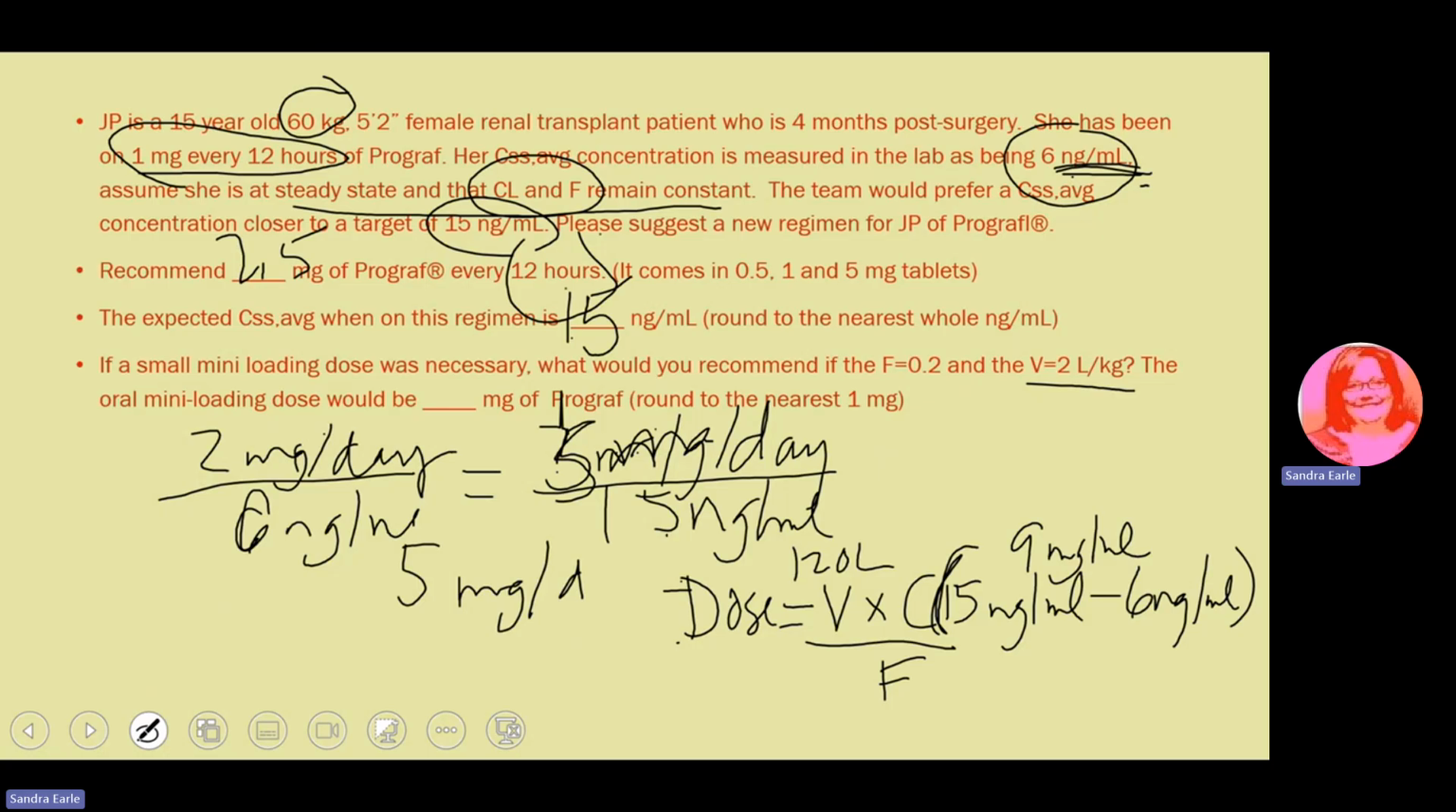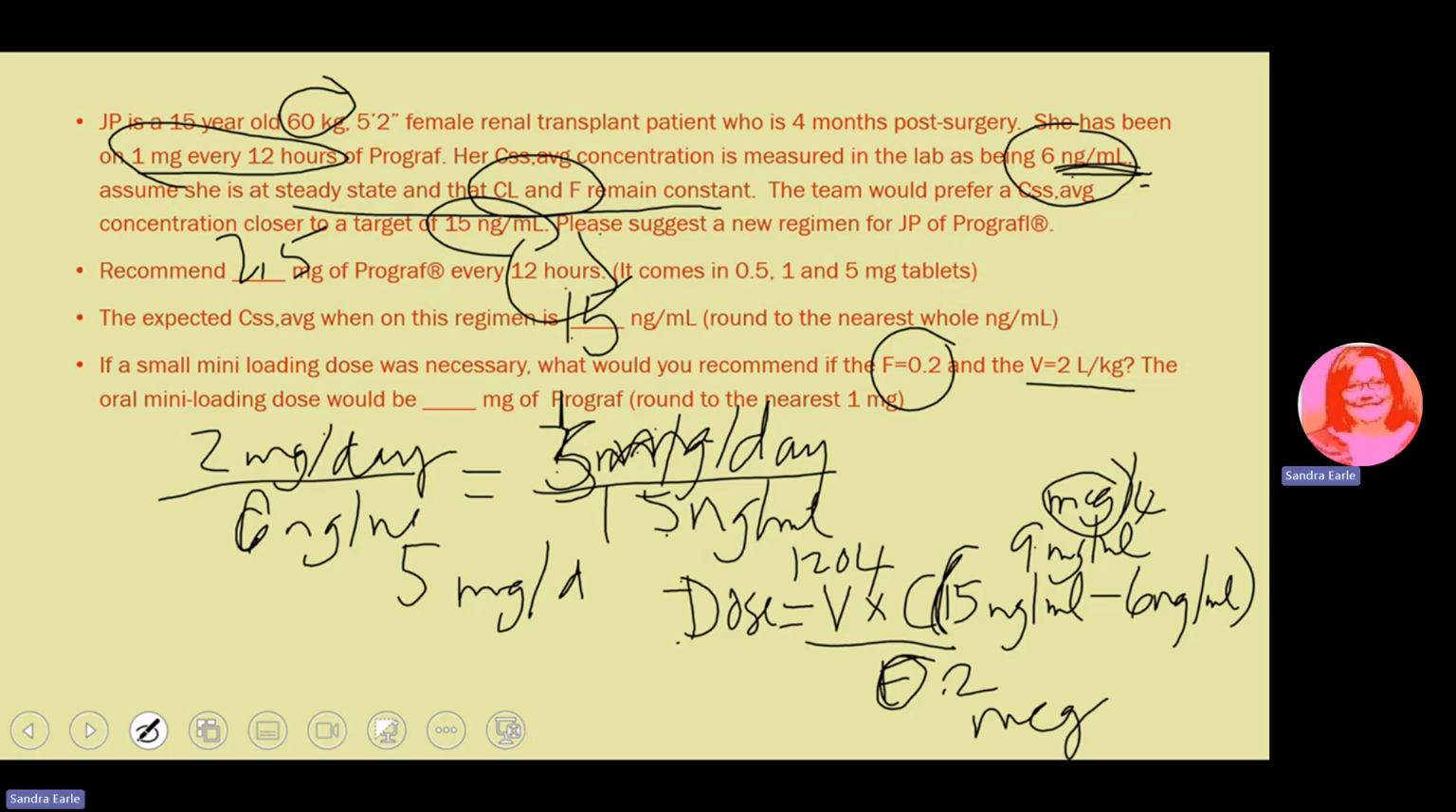And our bioavailability here is 0.2. So we're going to put our 0.2 in there. Can you read my mess? So our dose is going to be 9. So our liters, this is in milliliters. So this is in nanograms per milliliter, which is the same thing as micrograms per liter, right? So we want these liters to cancel. So 9 times, and our answer is going to be in micrograms.